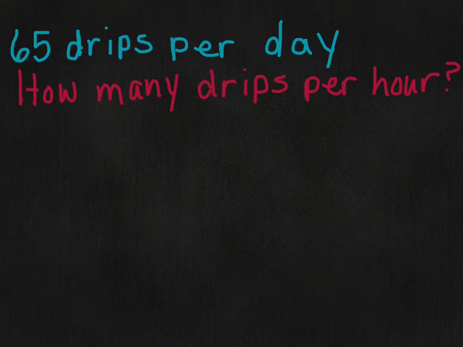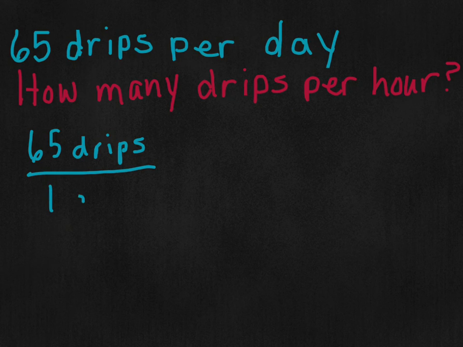This next question, there are 65 drips per day. How many drips per hour? So again, we're going to take our original ratio, our original piece of information, and make it a ratio. So 65 drips per day. So we're probably talking about a faucet here. Per day means 1 day. How many drips per hour?